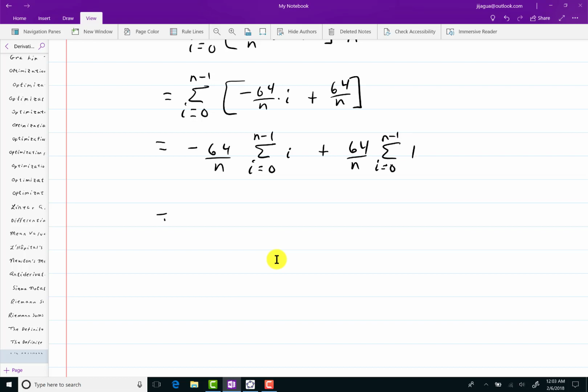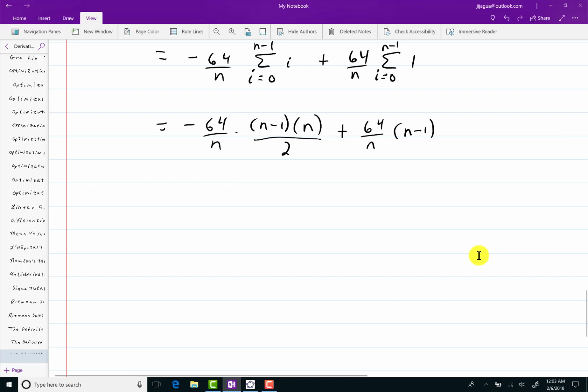Now when you use your formula, you've got to remember I'm not doing the formula for n. This time I'm doing the formula for n minus 1. So I'll show you how that works. 64 over n times this number times this number plus 1, divided by 2. Similarly, the other one is 64 over n, but it's not going to be times n this time. It's going to be times n minus 1, because I'm only going up to n minus 1.